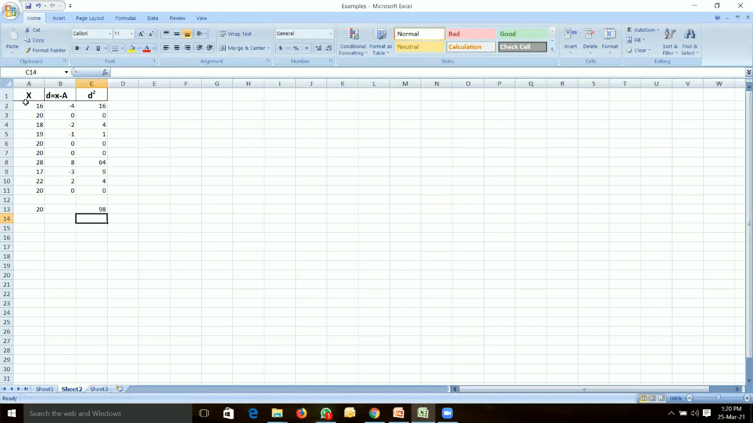And what is n for our given problem? 10. Equal to 98 divided by 10, we got 9.8. And for that, I want to make the square root of 9.8. Just give sqrt bracket 9.8. Answer is 3.13.